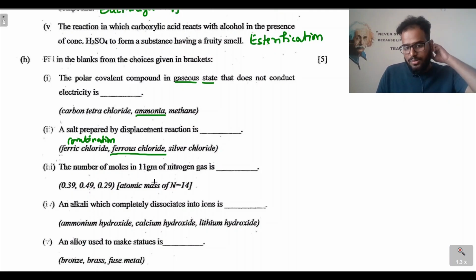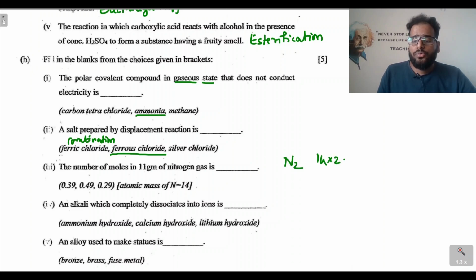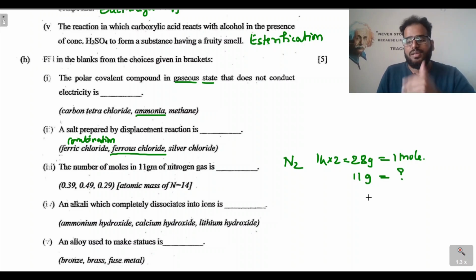The number of moles in 11 gram of nitrogen gas is. So for nitrogen gas, the molecular mass will be, N is 14, so 14 into 2. It is N2, right? So 14 into 2, you have to do 28. 28 grams means 1 mole. Correct. But they have asked 11 gram. For 11 gram how much will it be? So 11 divided by 28 if you do, you will get the answer here. Half, so imagine 14 gram, you will get 0.5 mole. So it will not be 0.49, it will be below that. So either 0.39 or 0.29 should be there. If you just do the division, approximately we will get 0.39, I think.